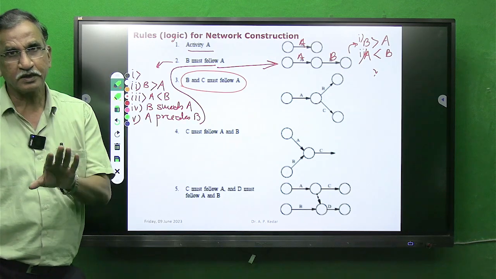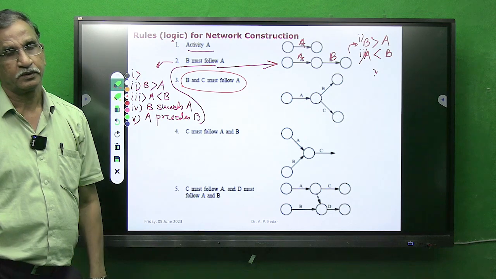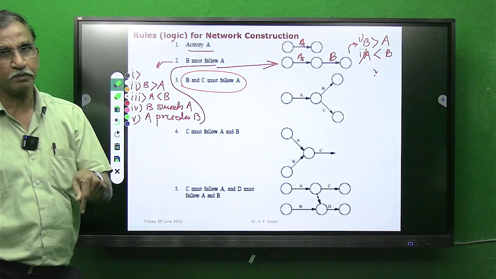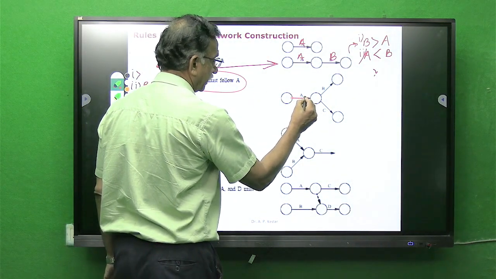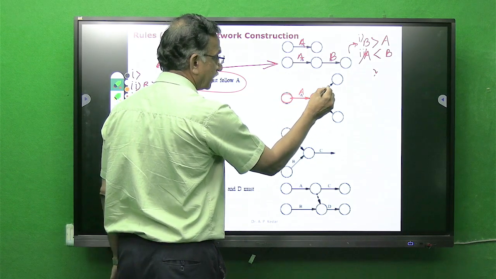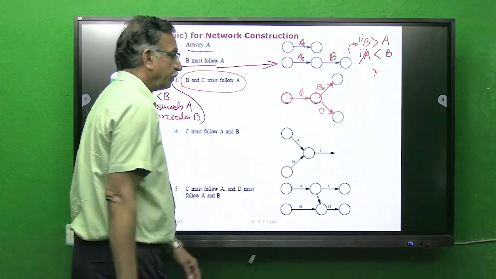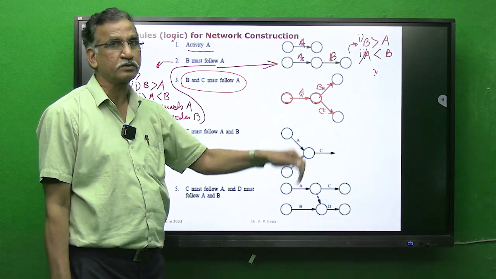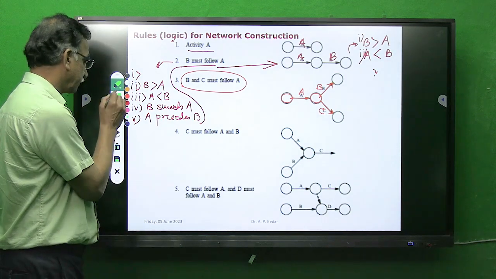It means unless and until A is complete, B and C cannot start. So first you have to complete A, end at a node, then start B and C. See here, the same is done over here. A, then complete, then start B and C. The meaning is we can start B and C simultaneously after A is finished. Got it?